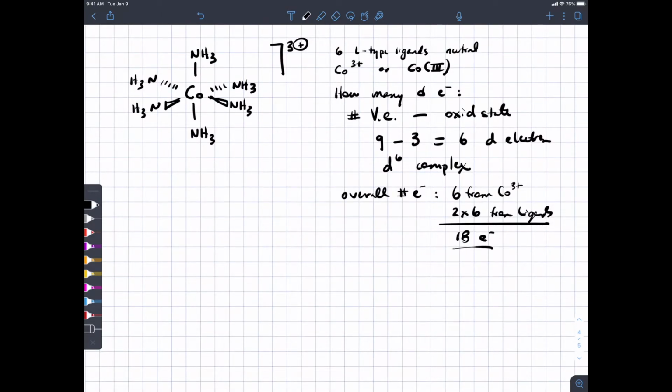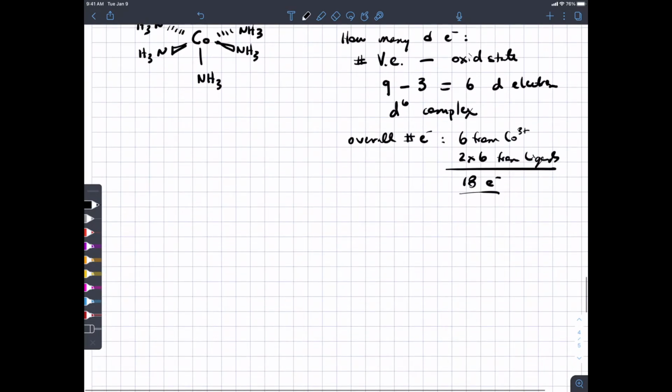So let's now do one of those cuprate complexes. We can be specific here.